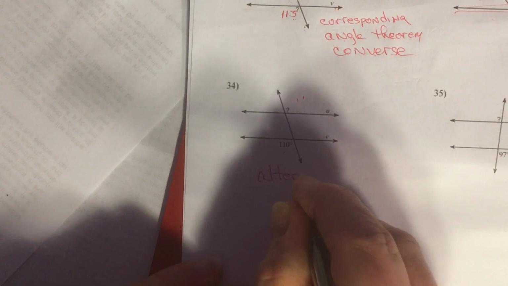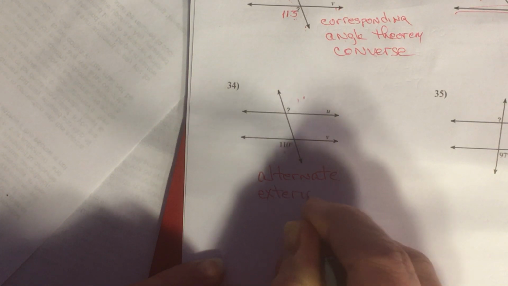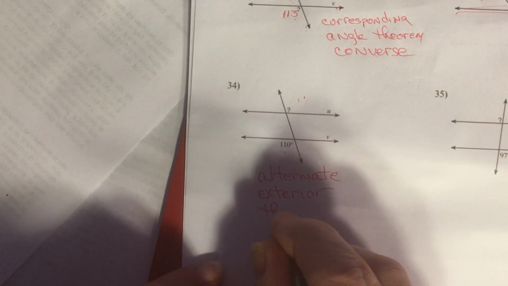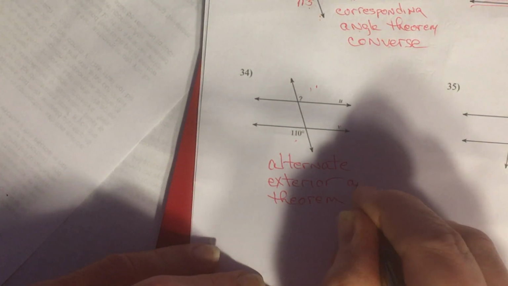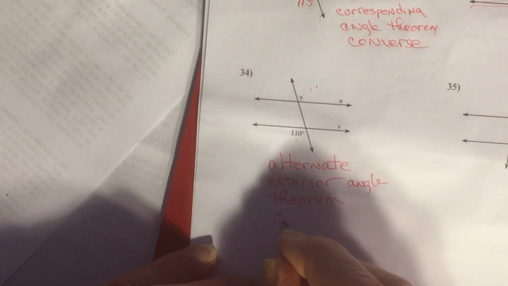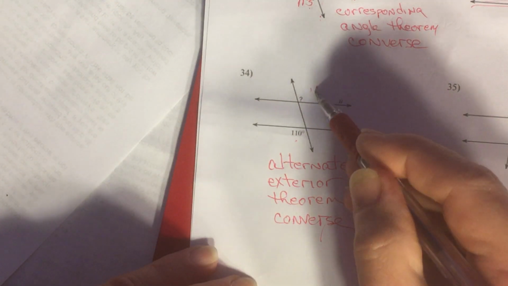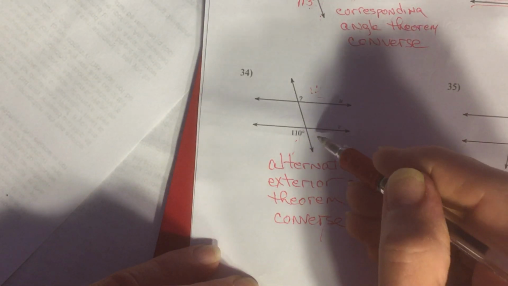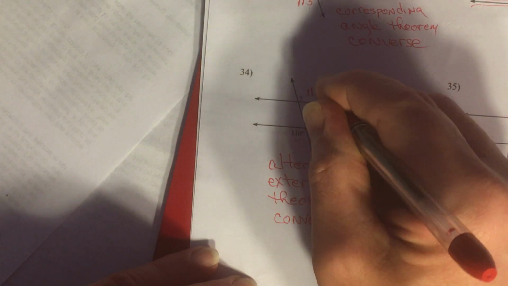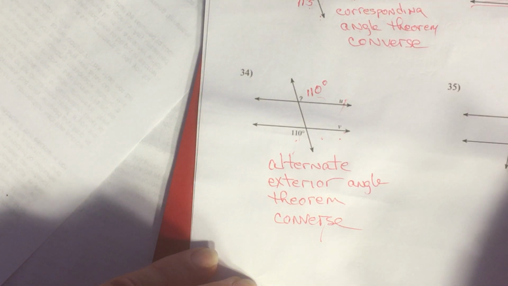These are alternate exterior angles. I do not know whether or not the lines are parallel, but I want to make them parallel. So I've got to take the alternate exterior angle theorem converse and use that. And that says that if the alternate exterior angles are congruent, then the lines are parallel. So this is 110 degrees. If I make that 110 degrees, these two will be parallel lines.